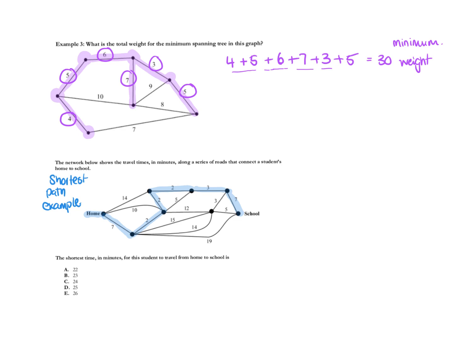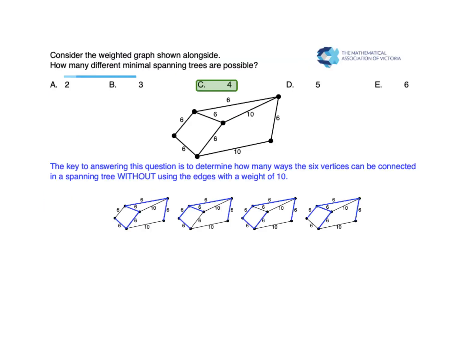What do you reckon? Does anyone see anything shorter? No. 7 plus 2 plus 2 plus 2 plus 3 plus 7. So what's that? 9, 11, 13, 16, 23. Did anyone find 22? Just be careful because sometimes it might be. No? Okay. Okay, consider the weighted graph shown alongside and how many different minimal spanning trees are possible.